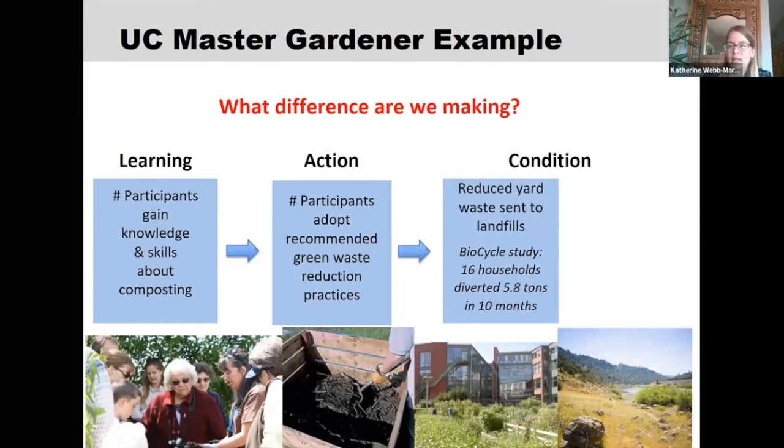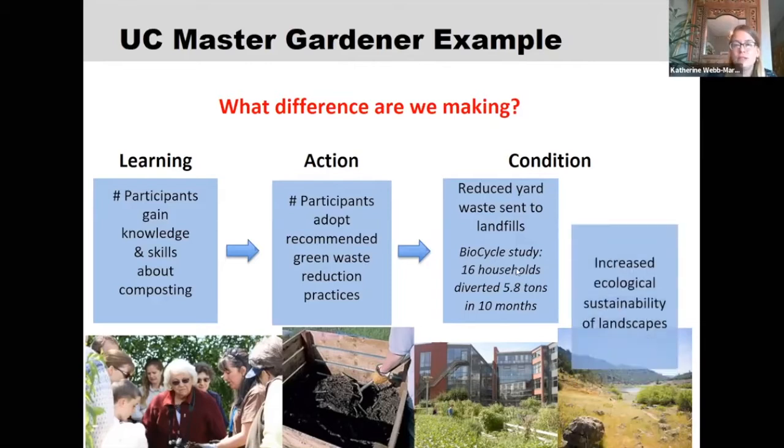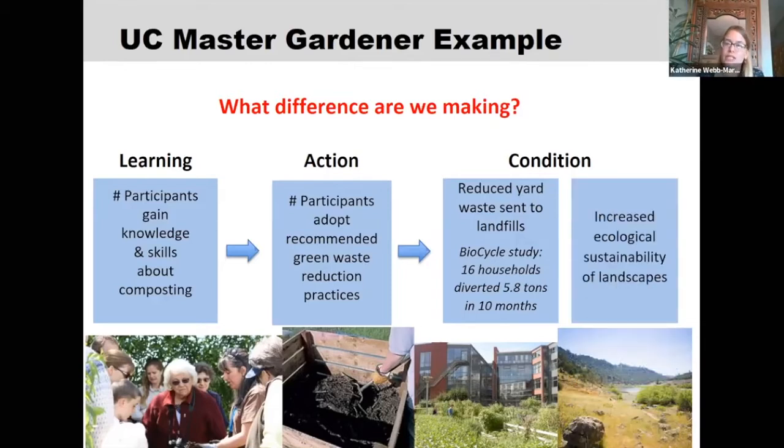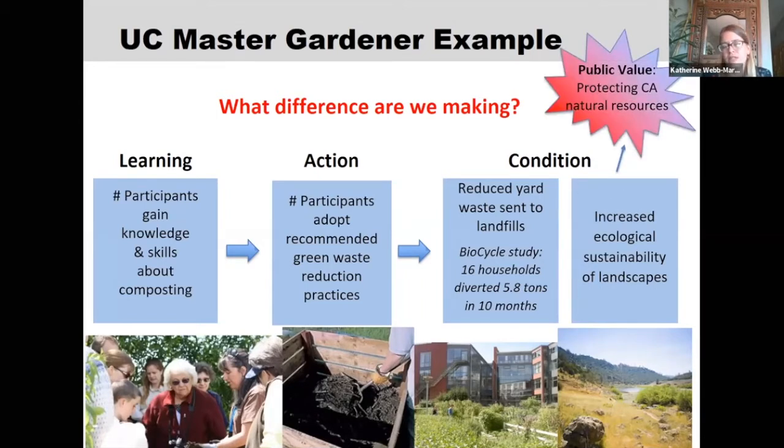And how do we know that to be the case? Well, there's this group that did this BioCycle study. Our master gardeners didn't have to do this study, and this may be the same in your situation. You don't necessarily have to measure this yourself, but there's existing research like this study that showed if households do these recommended practices that you've measured, you can make the safe inference that it is actually diverting green waste from going into landfills. So how does that connect to the ANR condition changes? Well, having less waste go to landfills contributes to increasing the ecological sustainability of our landscapes, which then falls under that umbrella of protecting California's natural resources.